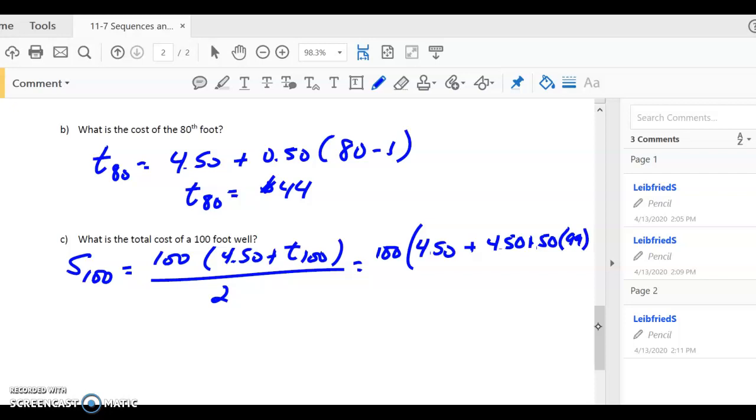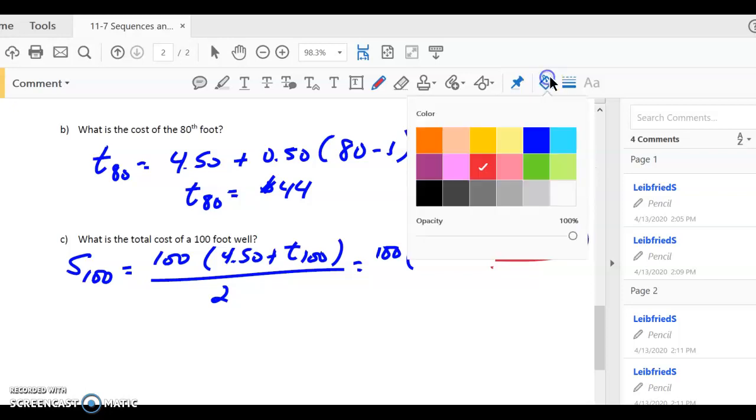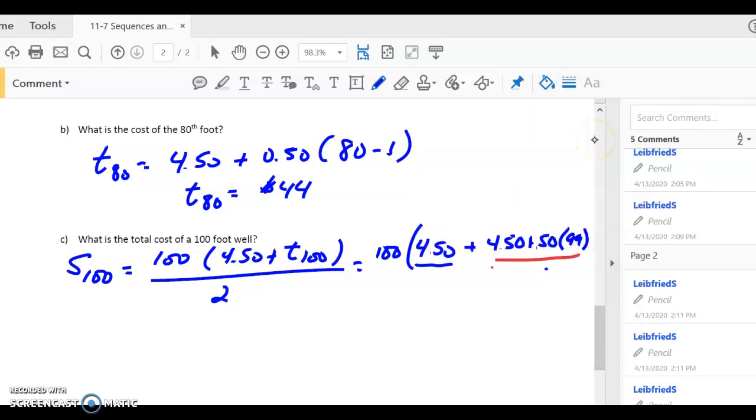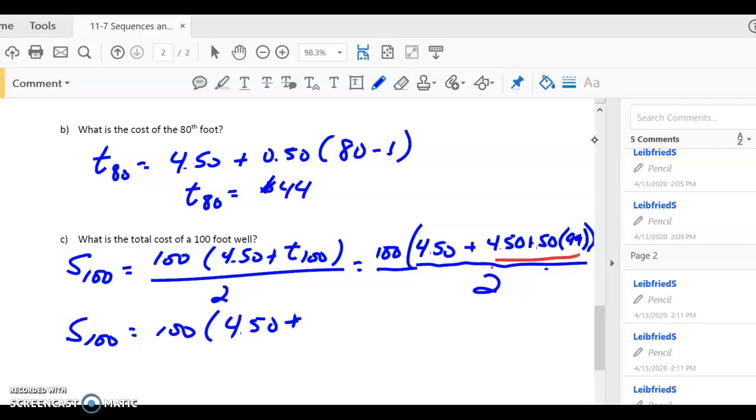This part right here is the nth term formula, the 100th term formula to find the term. Then back to our original, this whole thing would be over 2. So n is 100, we said 4.50 was the initial, and T100 ends up being 54. Then we divide by 2 for a grand total of 2,925.